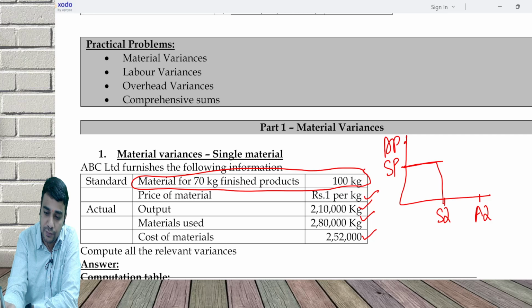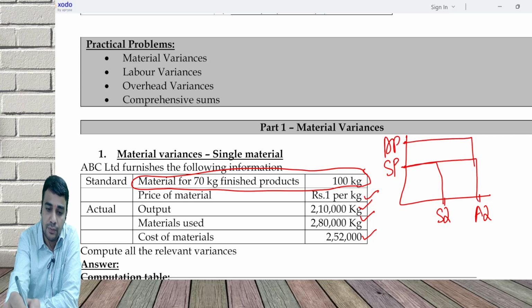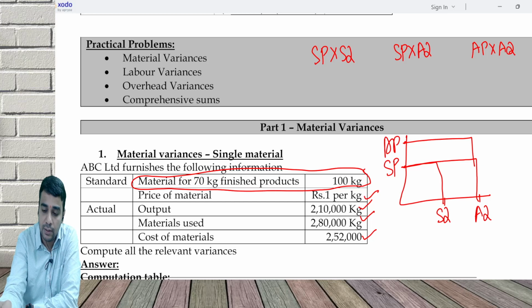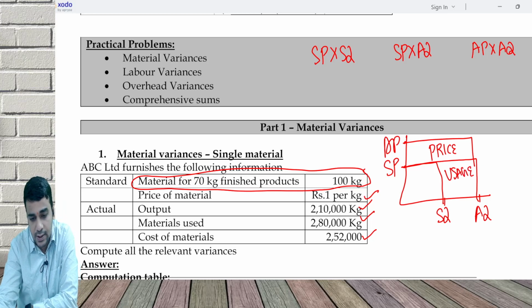SP into SQ, SP into AQ, AP into AQ. What is the top part called? Price. Bottom part? Usage. Put together is cost variance, material cost variance.